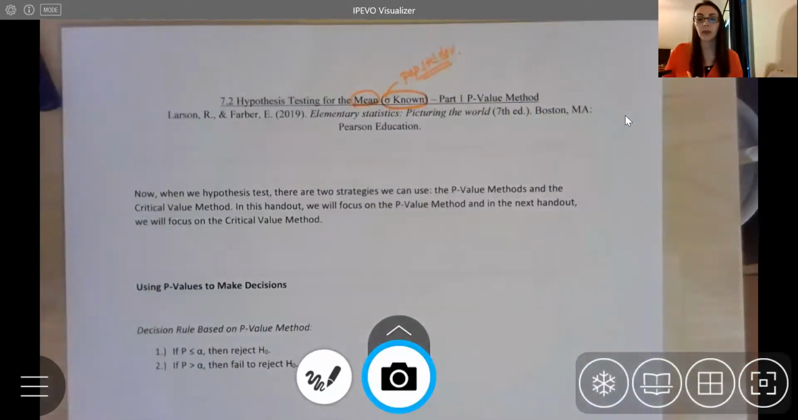And then in section 7.3, we're going to look at when sigma is unknown, which I think probably occurs more often than not. So we'll look at both of those pieces. And again, we're just going to focus on means here. You can do proportions. You can also analyze variances as well. And those are in later sections in chapter 7 if you're interested.